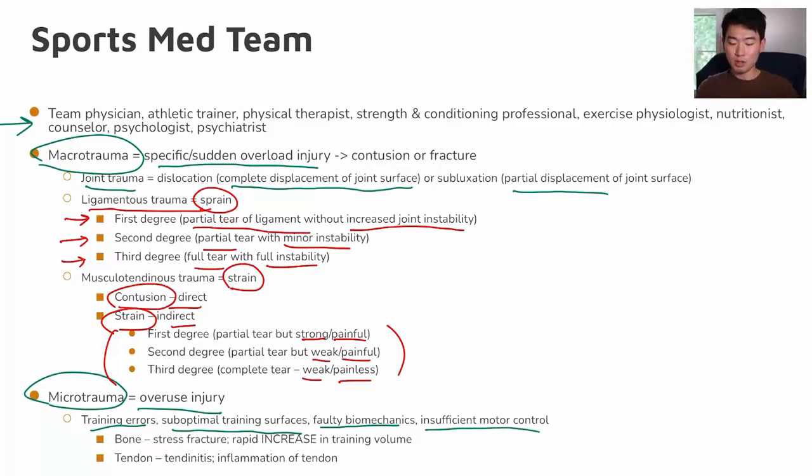So if it's at the bone, stress fractures are things that could happen because of that rapid increase in training volume. You tend to see some of these stress fractures in youth athletes in their bones. And then if it's in the tendon, you can get tendonitis or inflammation of a tendon. So things like tennis elbow, for example, where the elbow gets inflamed because of the tendon that attaches to the elbow. That's because of that repetitive overuse.